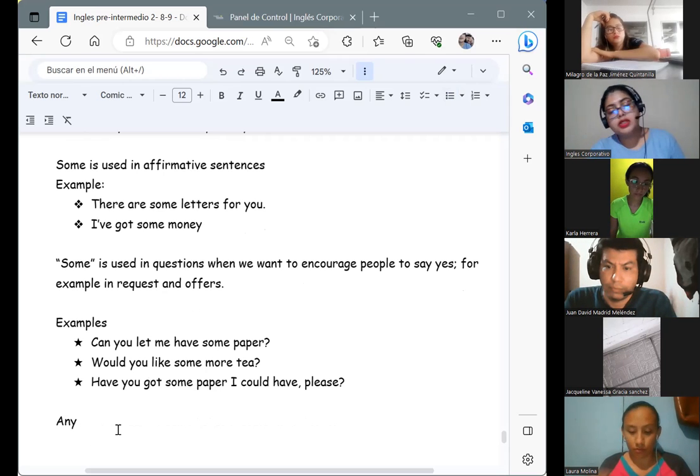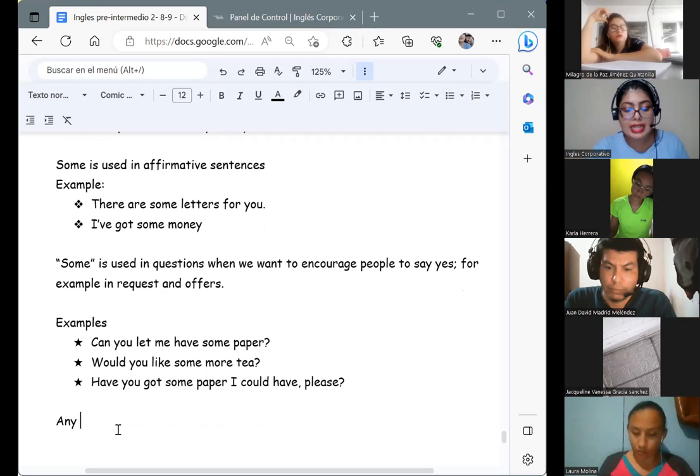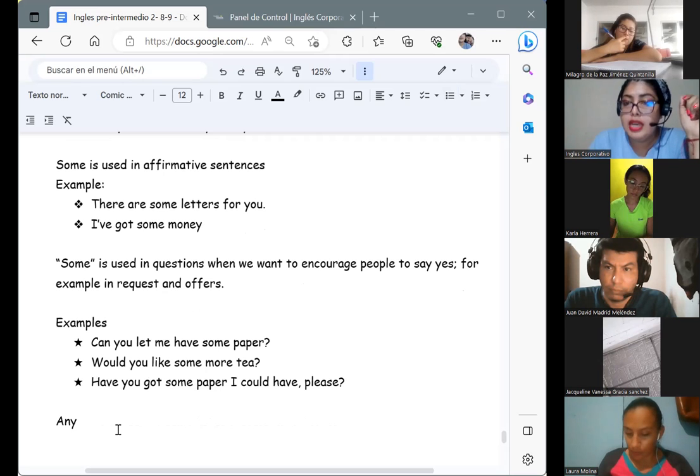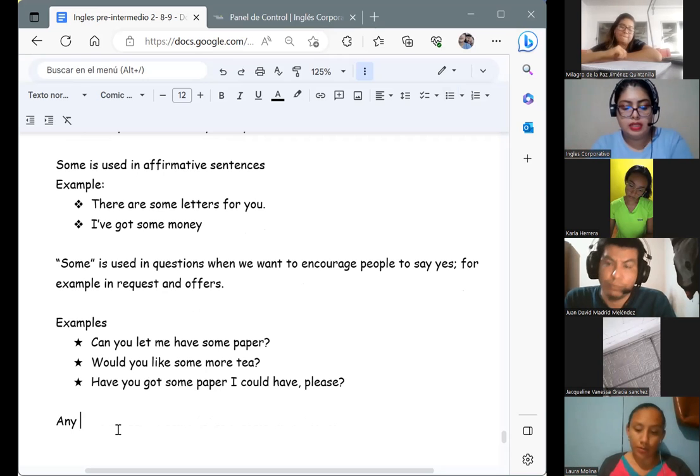In this case, we are going to use any in negative and in question form. Ya teníamos que el some lo vamos a utilizar en positivos. El any lo vamos a utilizar en negativos y también en preguntas.